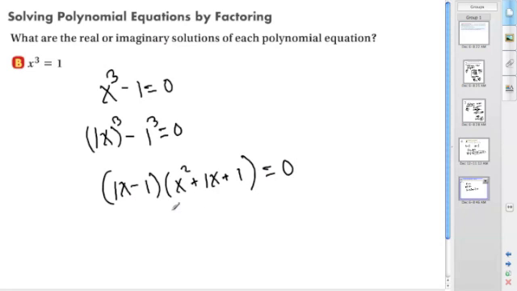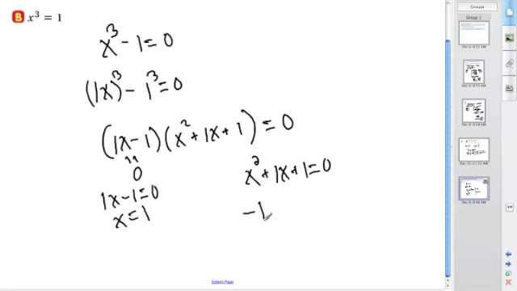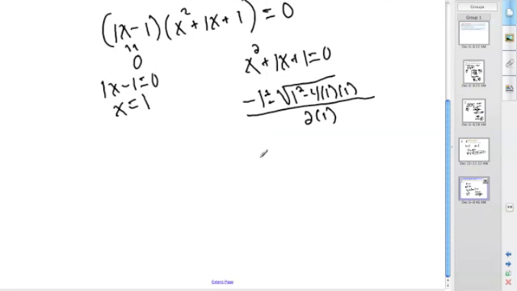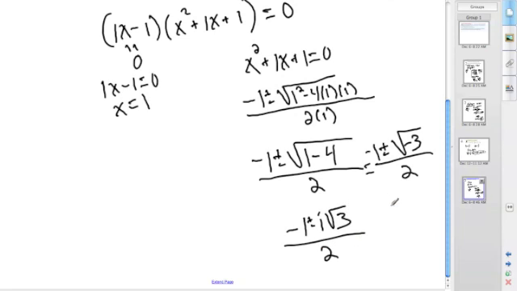So now since we're solving, we have to set each factor equal to 0. So here we have 1x minus 1 equals 0, x equals 1. Then we have x squared plus 1x plus 1 equals 0. I'm going to use the quadratic formula, negative b plus or minus the square root of b squared minus 4ac, all over 2a. Simplifying, we have 1 minus 4 all over 2. Simplifying even further, we have negative 1, square root of negative 3, all over 2. Negative inside the square root, pull out the i, plus or minus i square root 3 all over 2. And there is our solution.